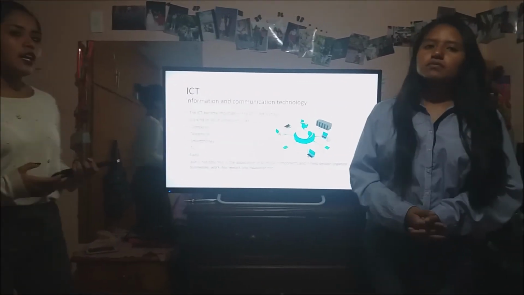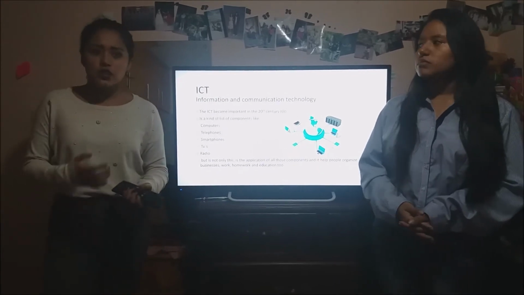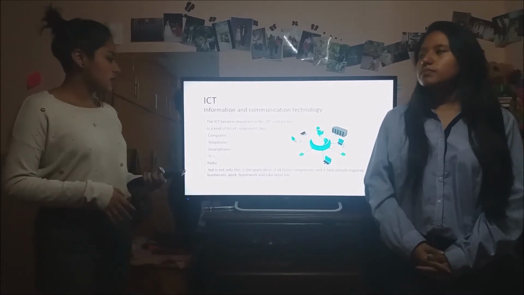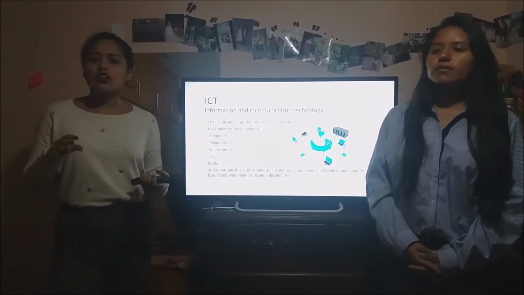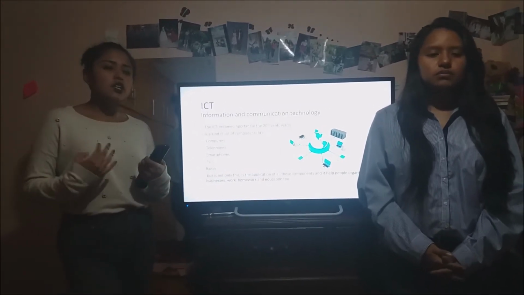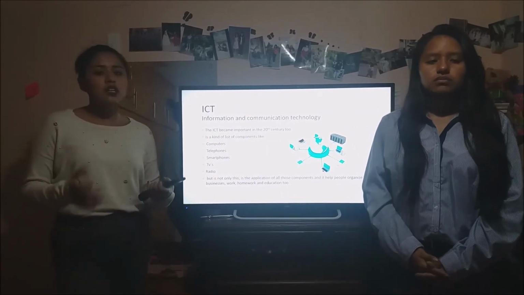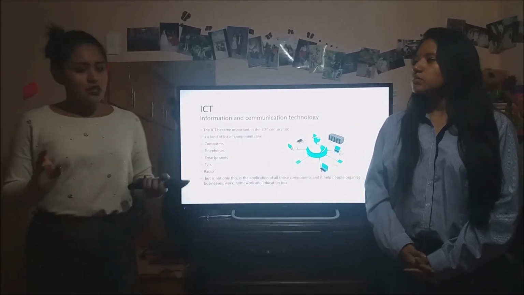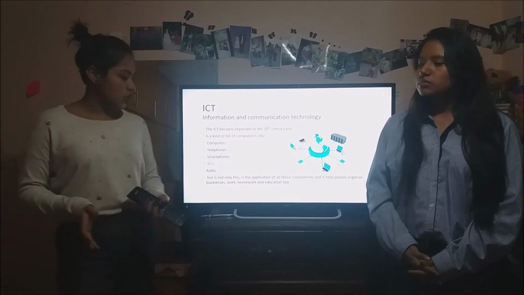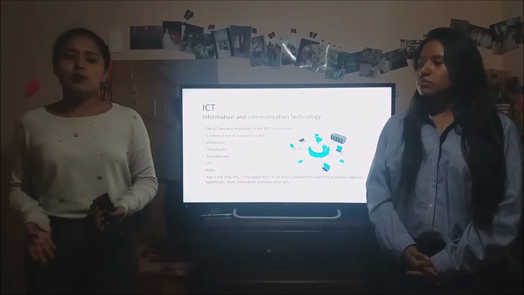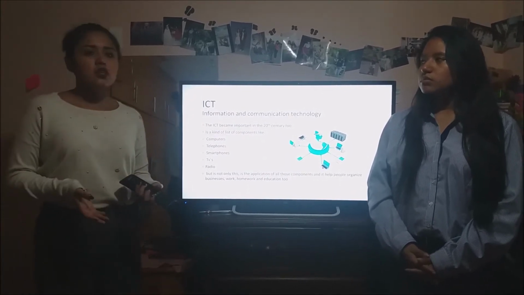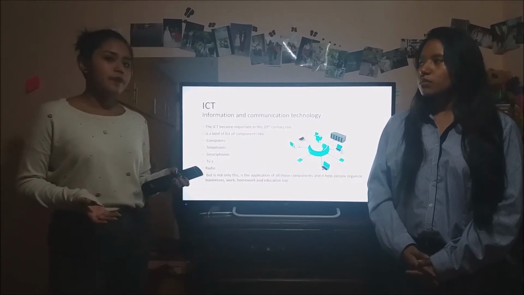The ICT, that means information and communication technology. The ICT became important in the 20th century, and the ICT are a kind of list of components like computers, telephones, smartphones, TVs, and radios, and now even robots. But it's not only this. It is the application of all of these components to help people to organize business, work, even education, and that's homework and more.